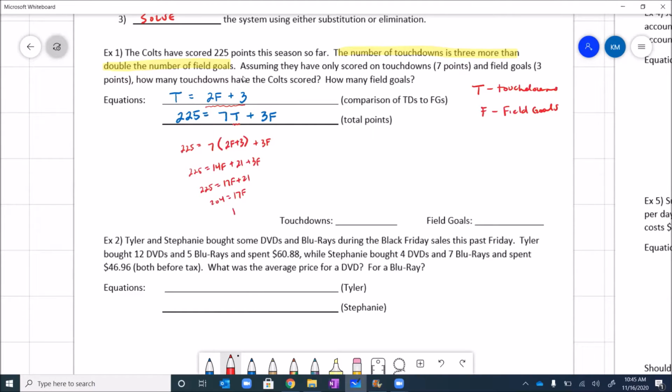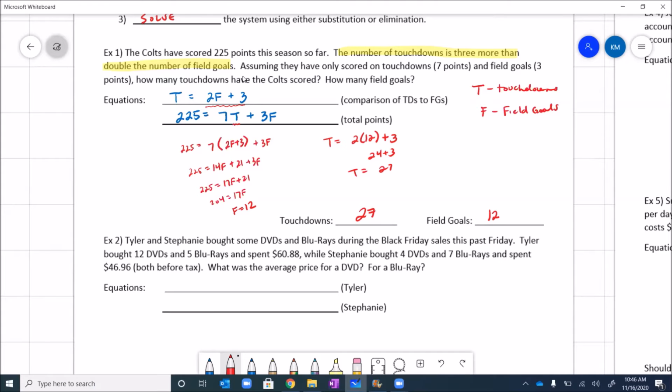So it says that the Colts scored 12 field goals. All right. And now that we have that answer, we need to know how many touchdowns we scored. Well, we say touchdowns was 3 more than twice the number of field goals. So 24 plus 3, 27. 27 touchdowns.